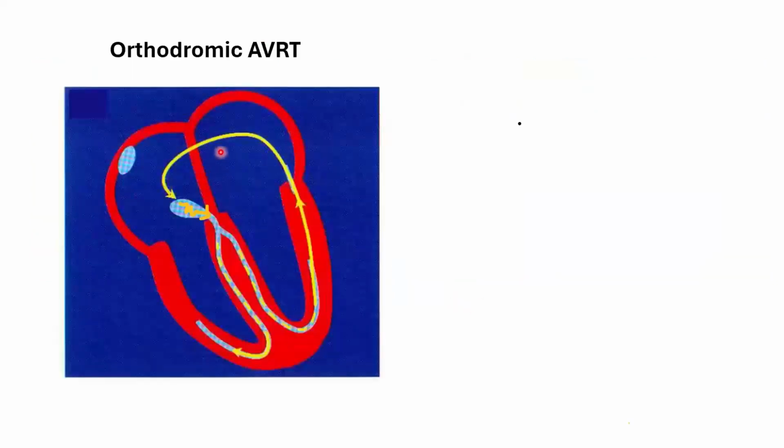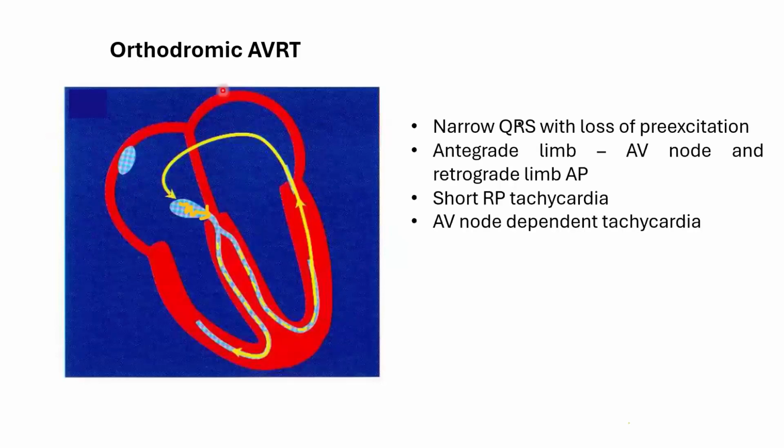So in orthodromic AVRT, it is a narrow QRS tachycardia because the myocardium is activated via the AV node and the His-Purkinje system. Here the antegrade limb is the AV node and the retrograde limb is the pathway. Since the AV node is the antegrade limb, it is an adenosine-sensitive tachycardia.